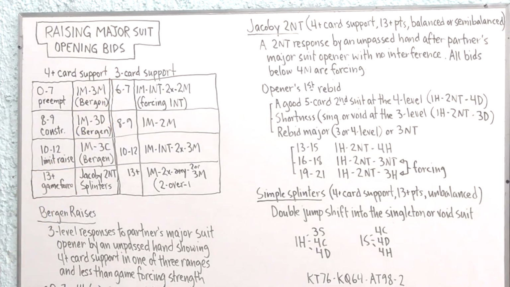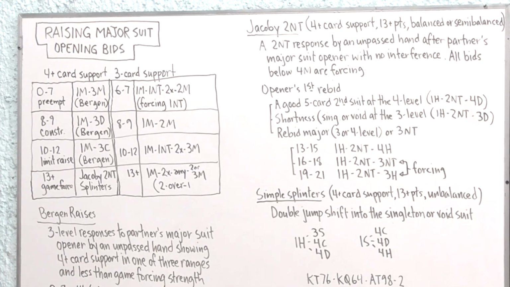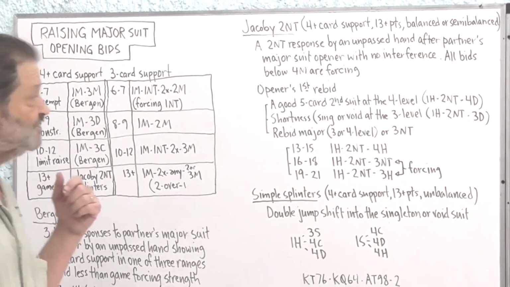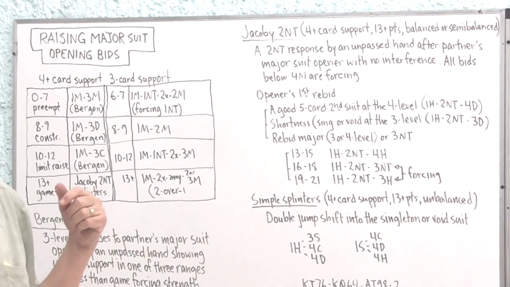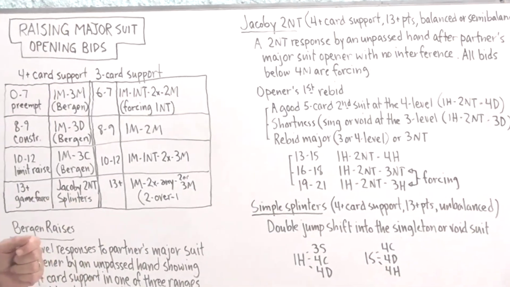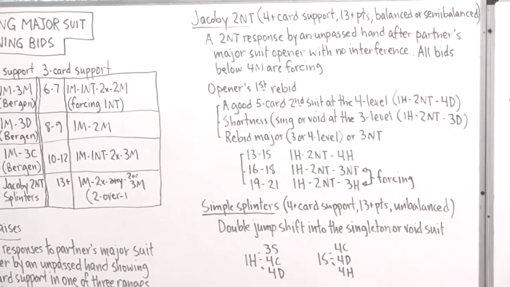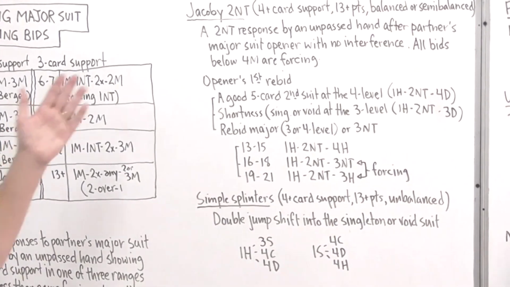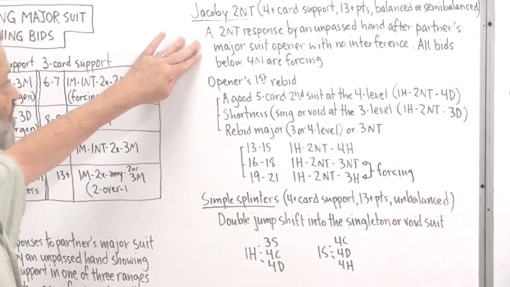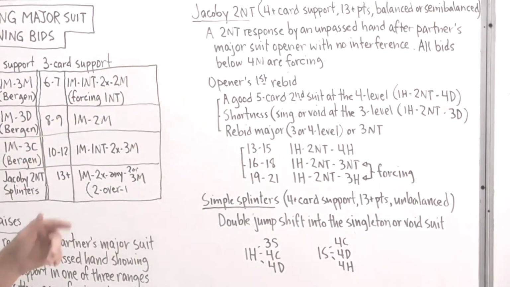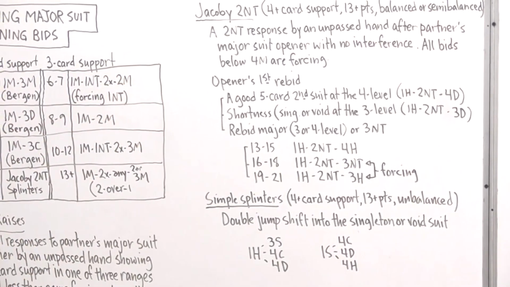With any of those shapes, we can give partner a Jacoby 2 no trump call. Wouldn't it be nice to have 7 card support? 7-2-2-2, because that's what it has to be. Your doubletons are your partner's major, otherwise you're not using Jacoby. And one thing to know about this is that all bids below 4 of the major are forcing.